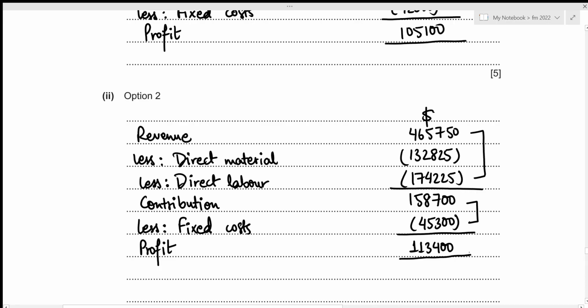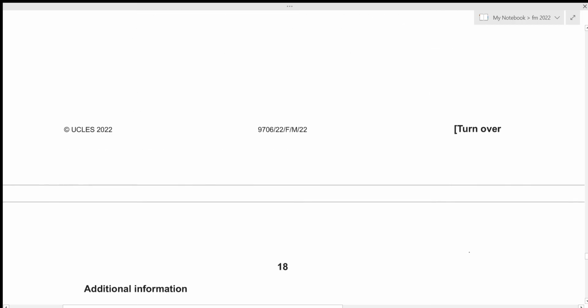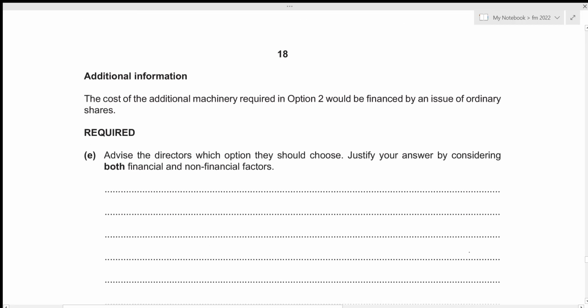Okay, this concludes the second part of fourth question. Now we can move towards the fifth question. We are given additional information. The cost of additional machinery required in option 2 would be financed by an issue of ordinary shares. Now we need to advise the directors which option they should choose. We need to justify our answer by considering both financial as well as non-financial factors.